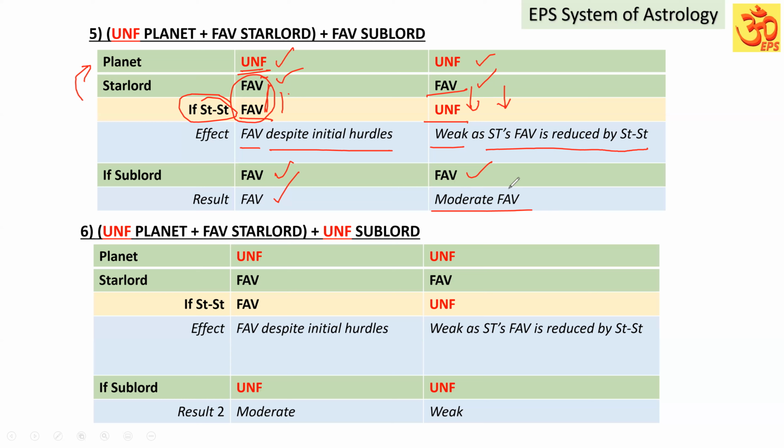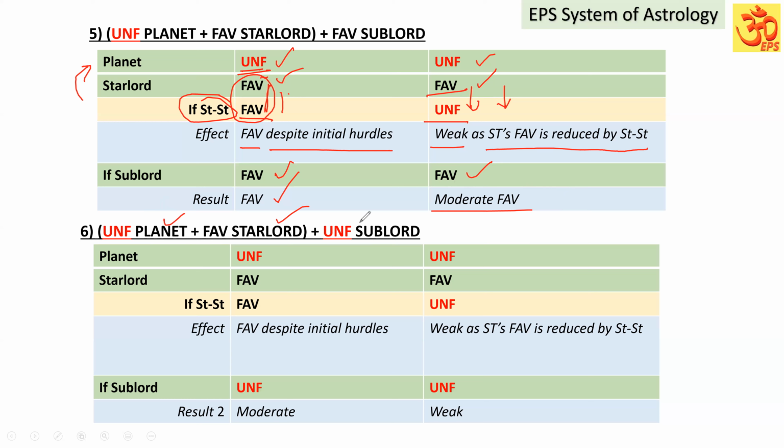Suppose the star lord or the sublord is also unfavorable, it is not going to be moderately favorable. Still, the unfavorable strength is going to be further reduced. I hope you have understood the concept I am discussing. Now the next one is unfavorable planet.